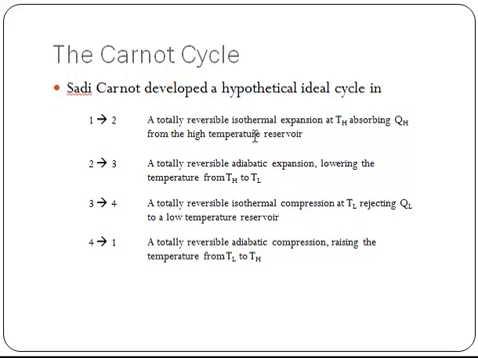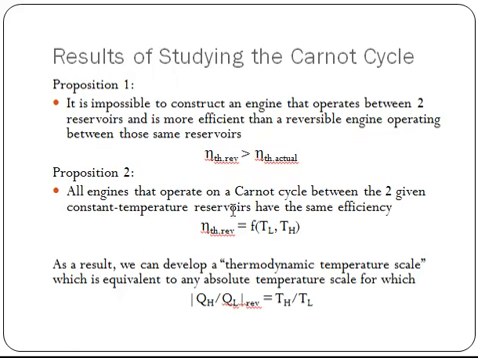And he basically said, okay, well, if I totally reversibly expand stuff at a constant temperature, TH, it's going to bring QH in to the cycle. And then I'm going to do an adiabatic and reversible expansion and drop the temperature to TL. Then I'm going to isothermally compress it and get rid of the heat. And then I'm going to adiabatically compress it to raise the temperature. Okay. Now, through a lot of studies of this, the guy had a lot of time on his hands, okay?